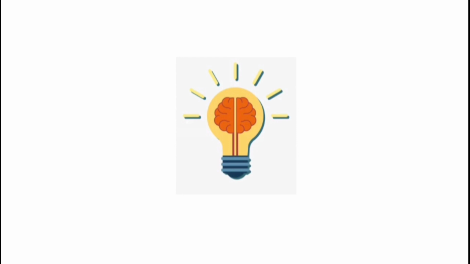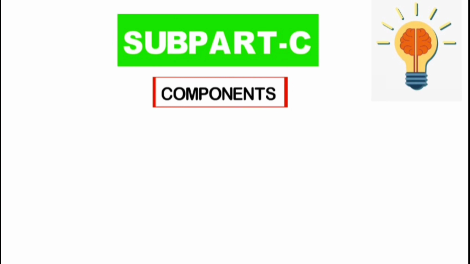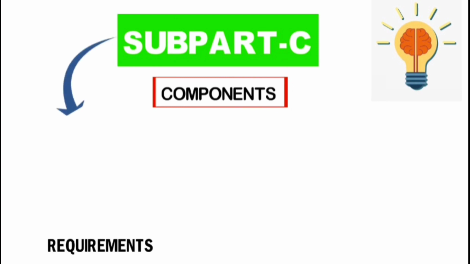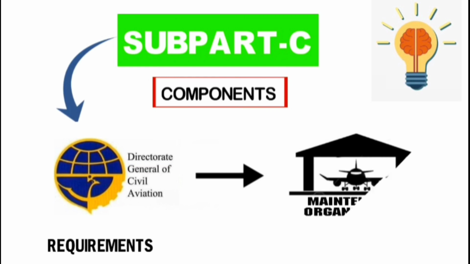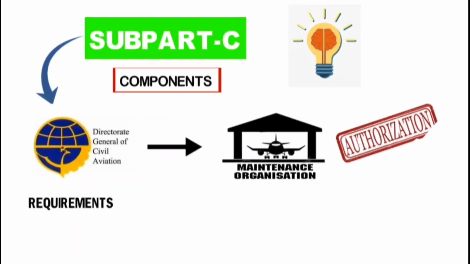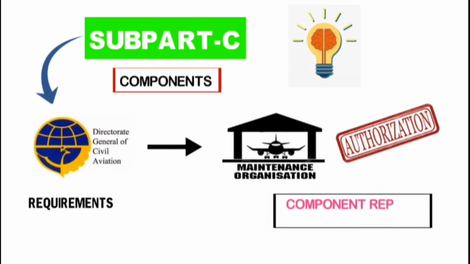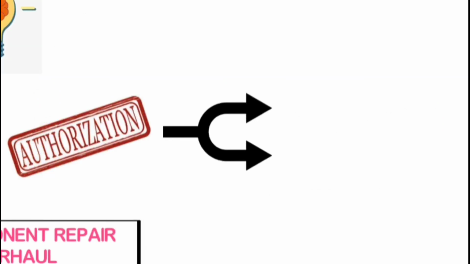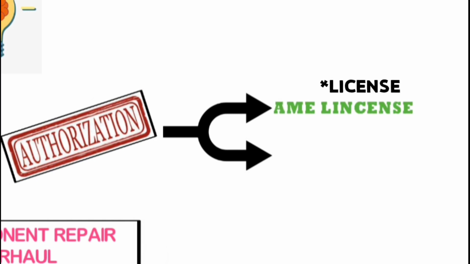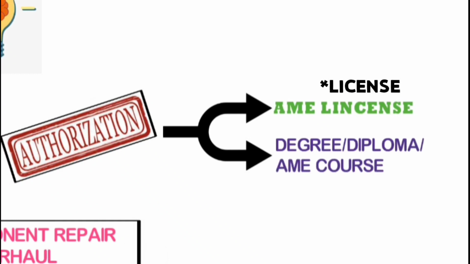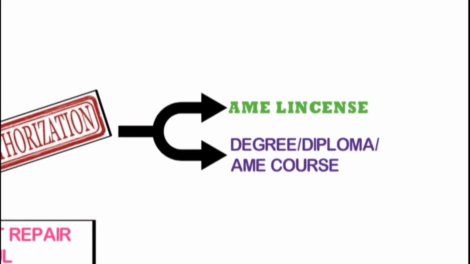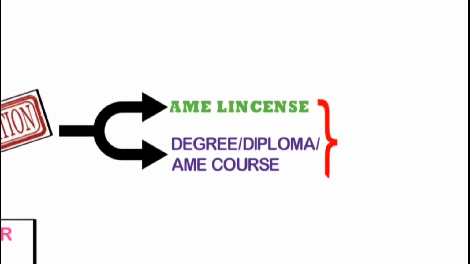Okay, let's do a quick revision. So we just studied Subpart C, which is related to components. This subpart is all about requirements laid down by DGCA, following which a maintenance organization can authorize their personnel to certify for the component repair and overhaul. Now there are two ways by which you can get authorization. One, as a license holder, and second, as a degree or diploma holder or a person who has completed 3 years of AME course. The basic requirement for both is that their age should be at least 21 years.